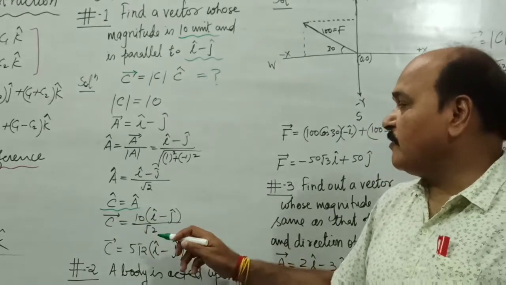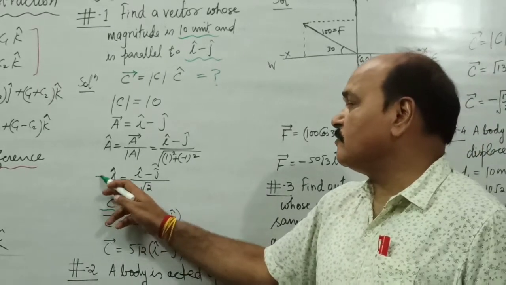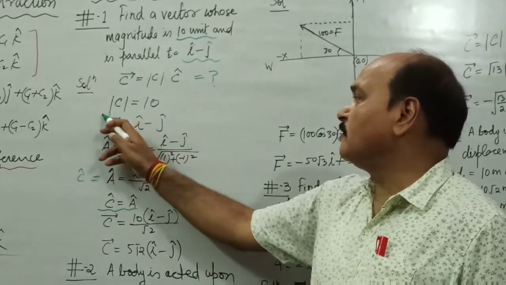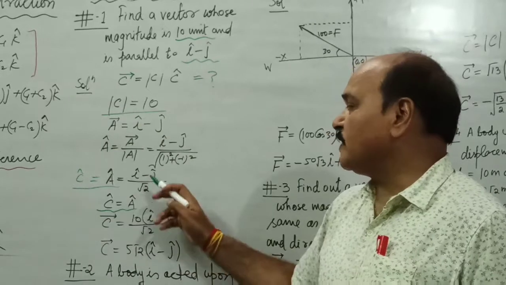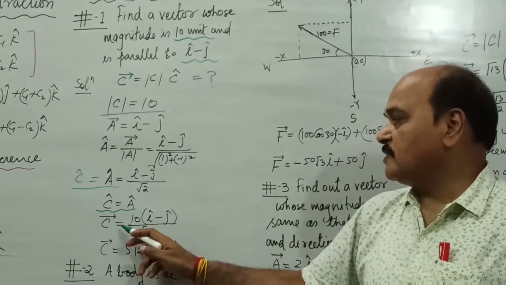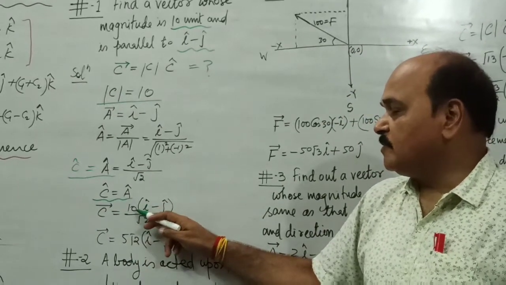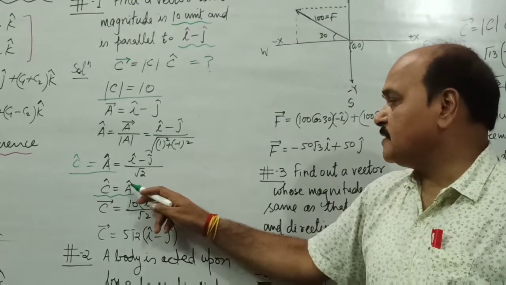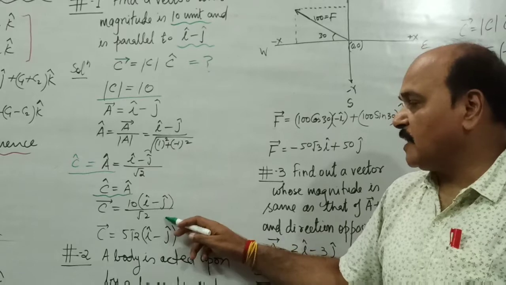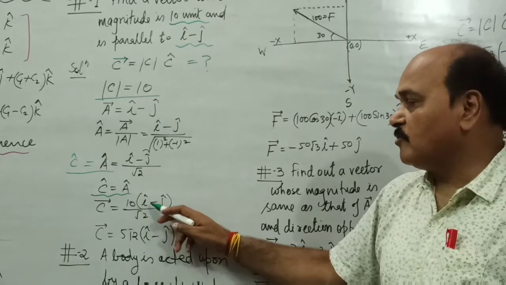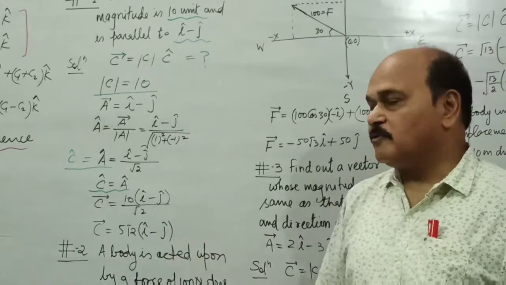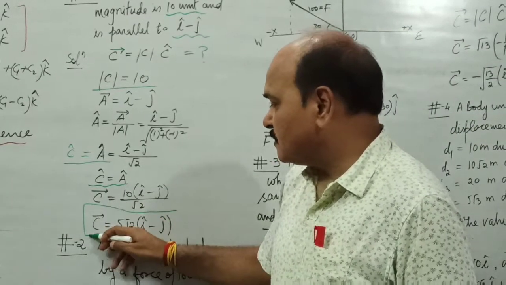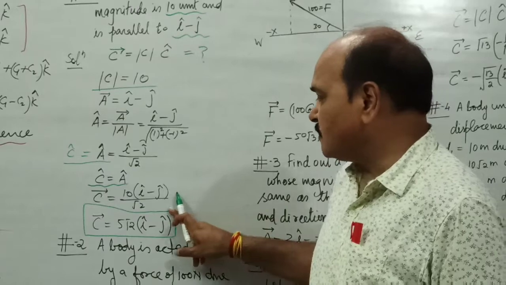So see, we have found the direction of C, and the magnitude of C is already known to us. So what is the C vector? C vector is going to be C modulus, that is 10, into C cap, that is the same as A cap. So we write A cap here. So what is this? 10 upon root 2 times i minus j, or 5 root 2 times i minus j. This is the requisite vector.